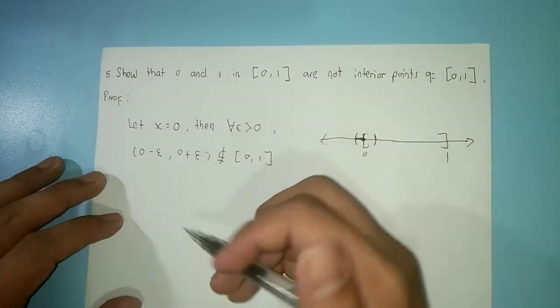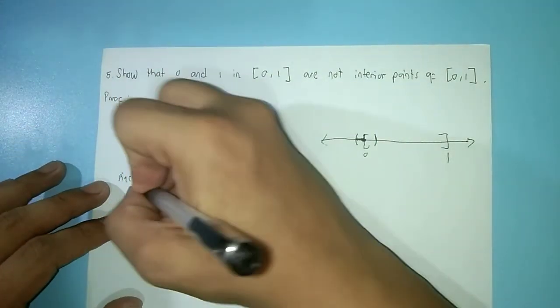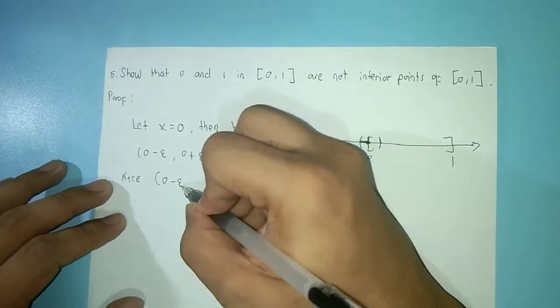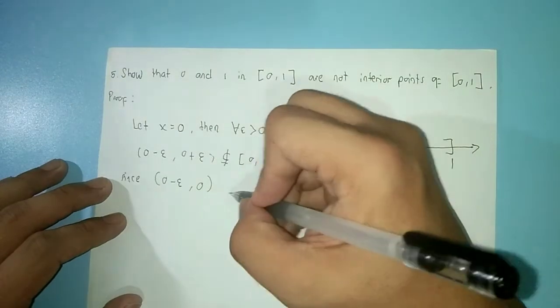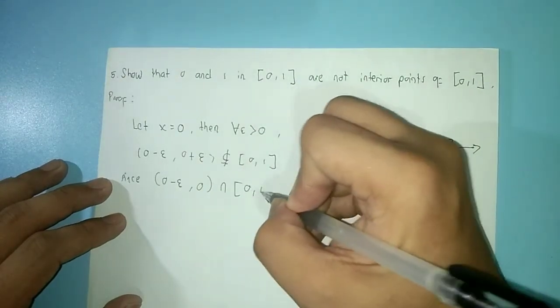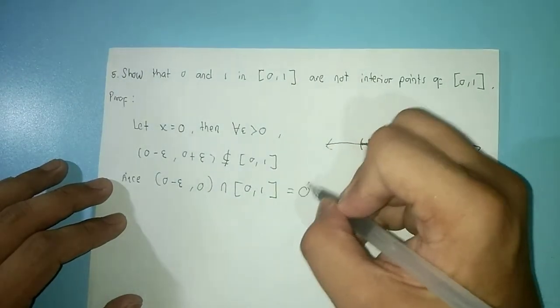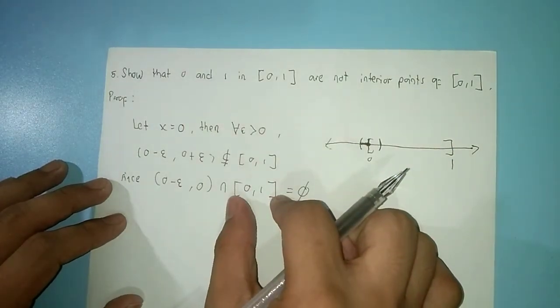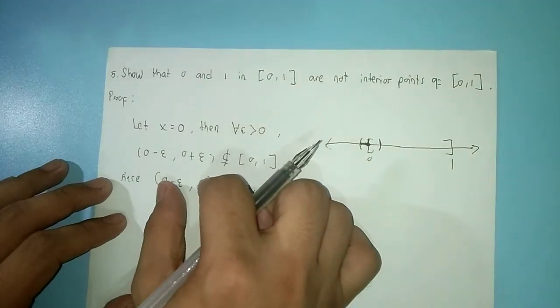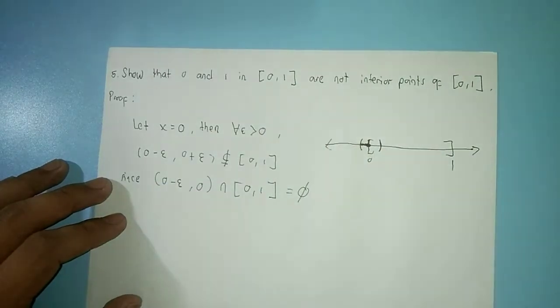Okay? So, since yung 0 minus epsilon up to 0, not including 0, intersection 0, 1 is empty. Okay? So, yan lang yung gusto ko sabihin. Ibig sabihin yan, walang laman ito na nasa loob nito, yung nasa labas. Okay? Sa left side ng 0.